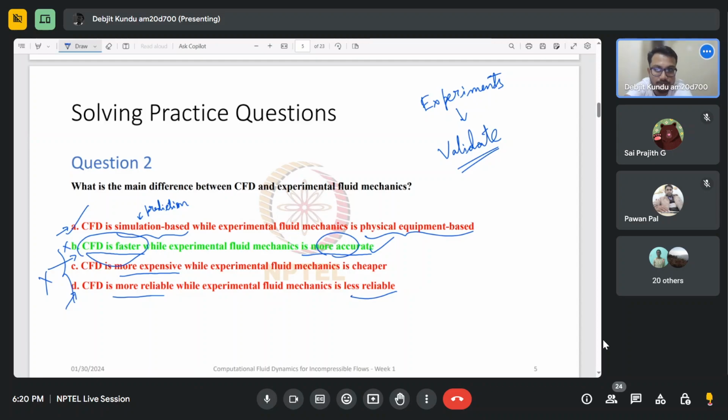Okay, and I'm sorry for this mistake on my part. This option A should have been marked in green instead of option B.